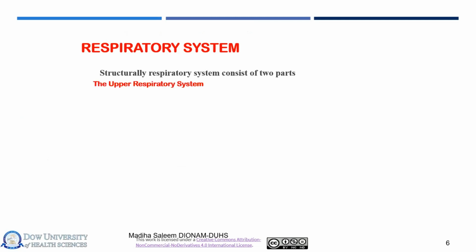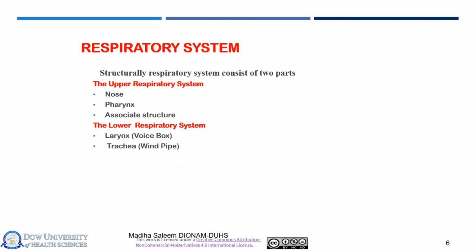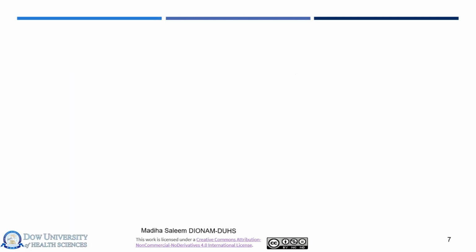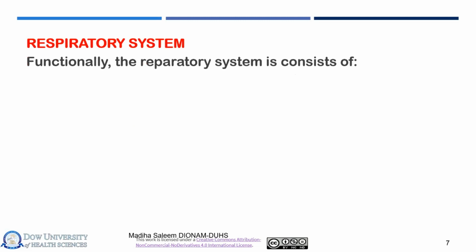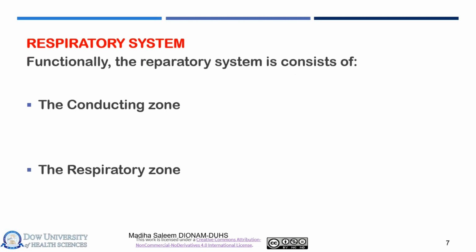The respiratory system consists of two parts: the upper respiratory system that includes the nose, pharynx, and associated structures, and the lower respiratory system that includes larynx, trachea, bronchi, and lungs. Now, I am going to share the functional division. Functionally, it also consists of two zones, that is the conducting zone and the respiratory zone.